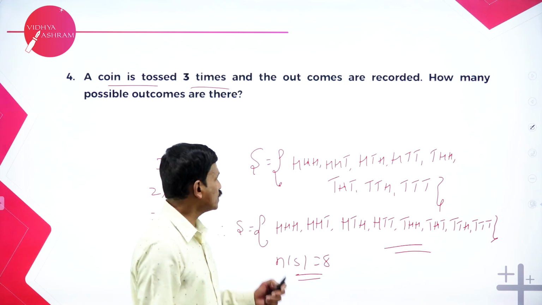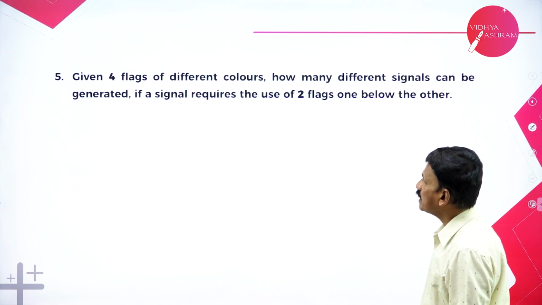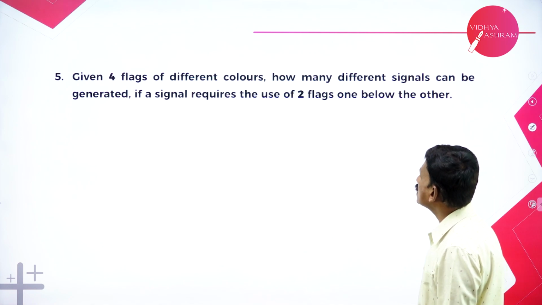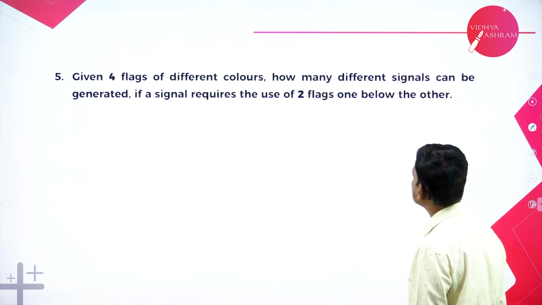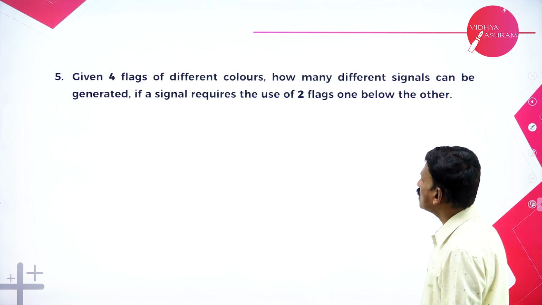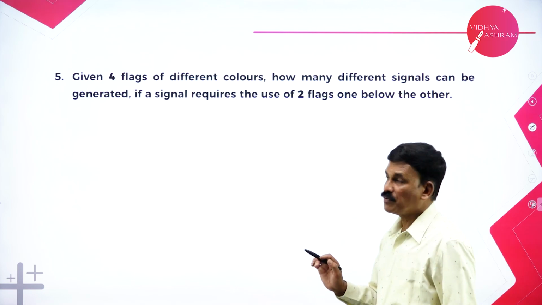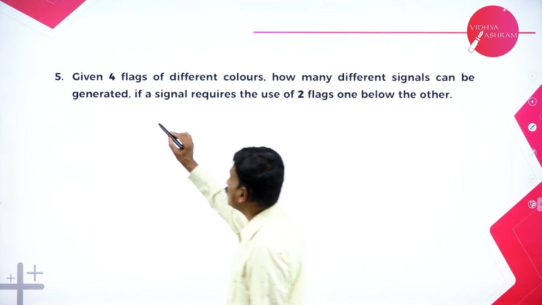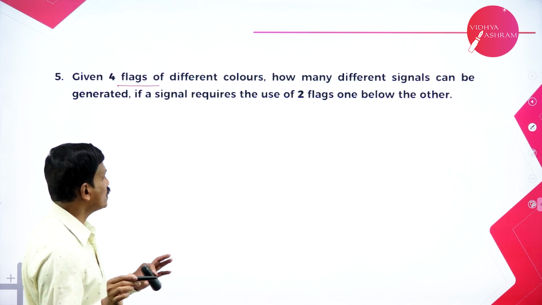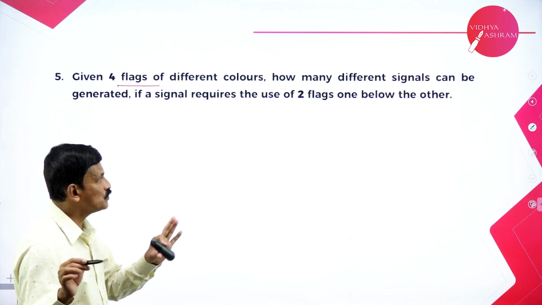Right. Now move on to the next problem. Given 4 flags of different colors, how many different signals can be generated if a signal requires the use of 2 flags, one below the other? Given 4 flags of different colors, how many different signals can be generated if a signal requires the use of 2 flags?